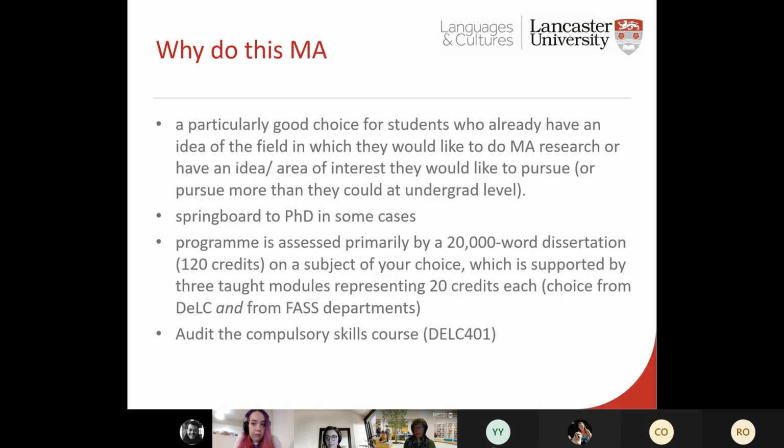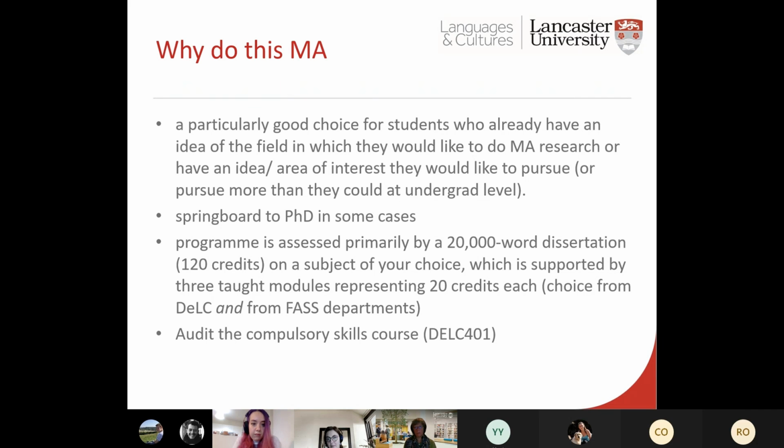Now, as well as the dissertation, you do undertake 3 20-credit modules. These can be in the department or broadly across the university. We find that there are lots of FAS, so the Faculty of Arts and Social Sciences modules that students like to do because it's related, if you like, or it informs theoretically or contextually what they're interested in writing their dissertation on. So it's too numerous to give you a list now of the various options you have.